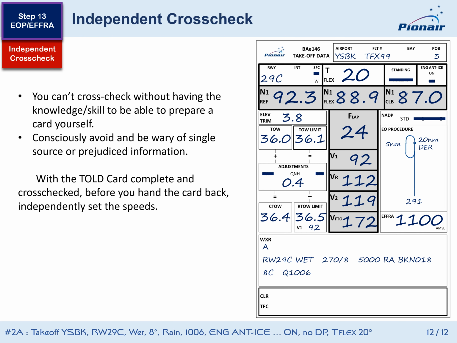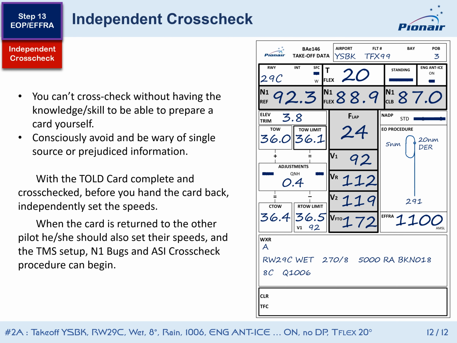With the toll card complete and cross-checked, before you hand the card back to the other pilot, independently set your speeds. When the card is returned to the other pilot, he or she should also set their speeds independently, and then the TMS setup N1 bugs and airspeed cross-check procedure can begin.